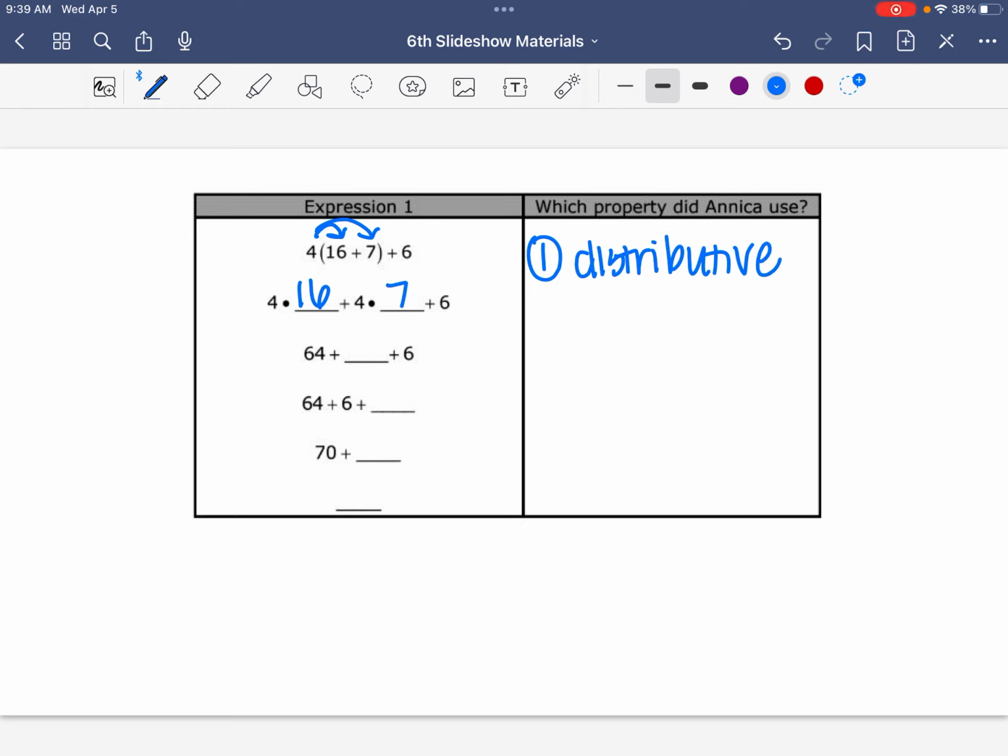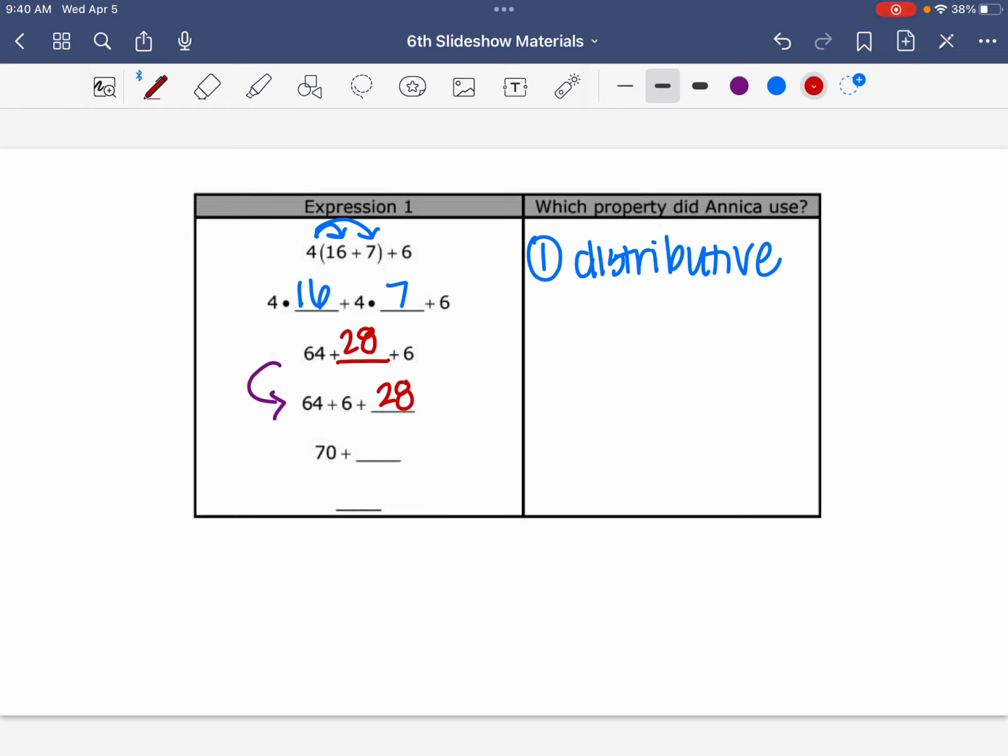And I know 4 times 16 gives me 64. This blank right here is for 4 times 7, which is 28. But notice from here to here, they're switching something. So we had 6 in the back, and now we have it in the front. So I can put 28 in the back. 64 plus 28 plus 6 is equivalent to 64 plus 6 plus 28, because it does not matter what order we add in. 2 plus 4 is the same as 4 plus 2.